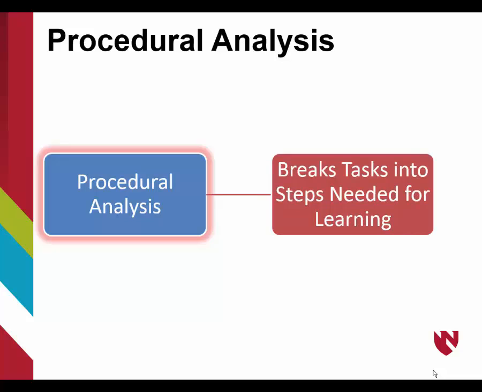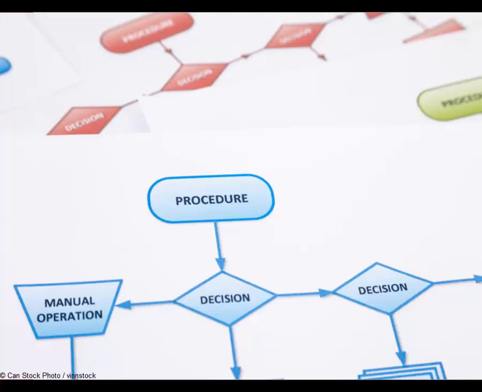A procedural analysis is used to identify the steps needed to complete the procedure. It breaks the tasks into steps needed for learning, showing the learner exactly what to do step by step. It also takes into account what the learner needs to know before moving to the next step. The procedural analysis also uses cues to inform the learner. They can be tactile, smell, or visual cues.